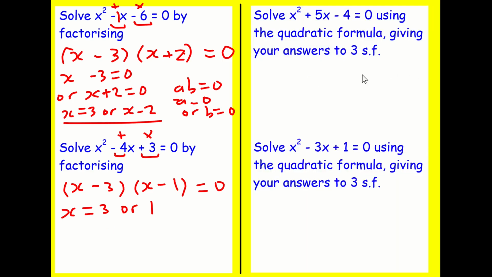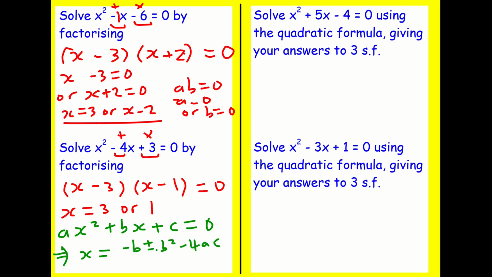Here we go. More quadratics, but this time I want you to solve them using the quadratic formula, giving you answers to 3 significant figures. If you can remember how to do that. Okay, well here's the quadratic formula. If ax squared plus bx plus c equals 0, this gives us the solution x equals minus b plus or minus the square root of b squared minus 4ac, all over 2a.